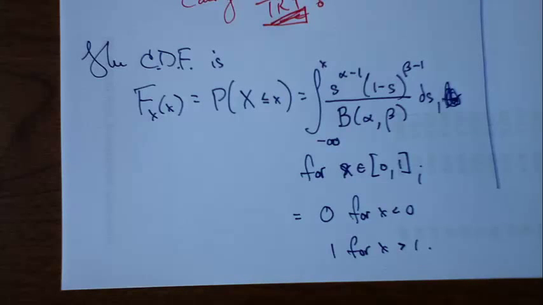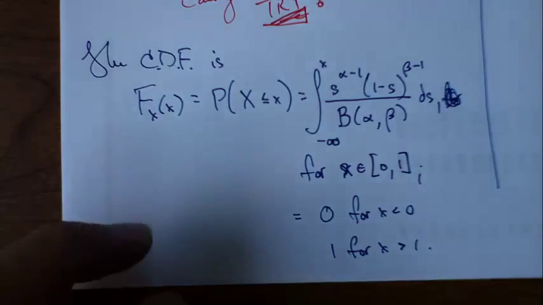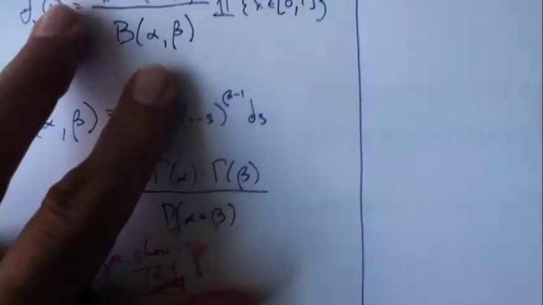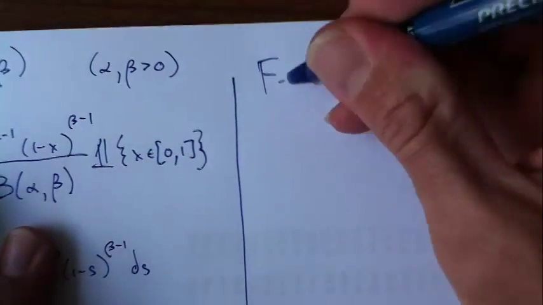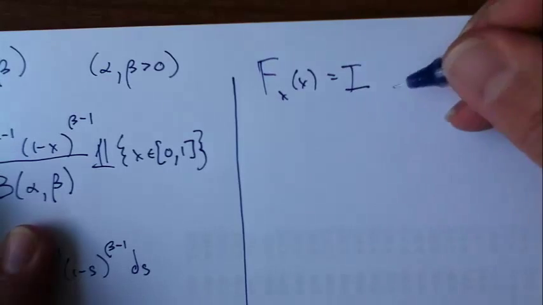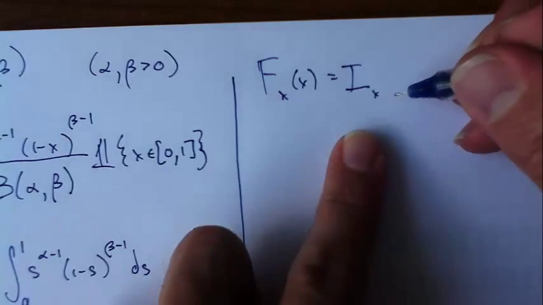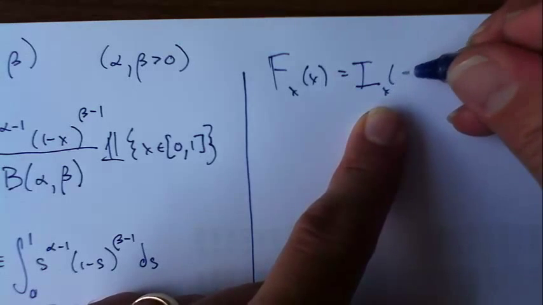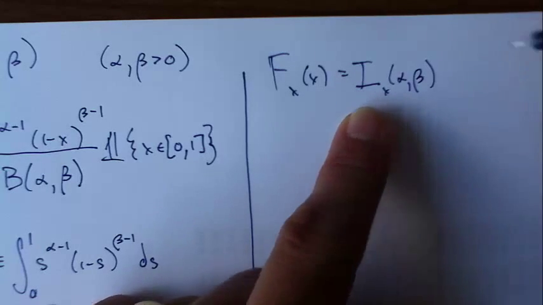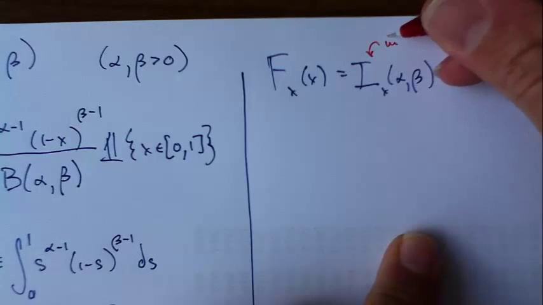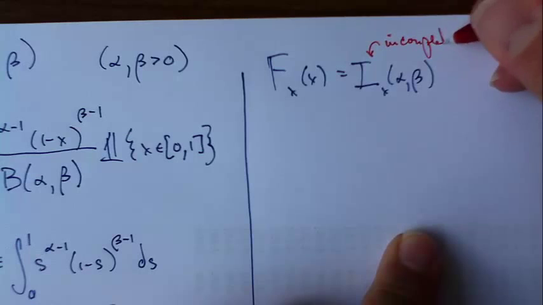Oh, and by the way, sometimes we denote the CDF of the beta function, sometimes written like that, with an I, and with the domain variable there down in the subscript of alpha and beta like this, and this is called the incomplete beta function.